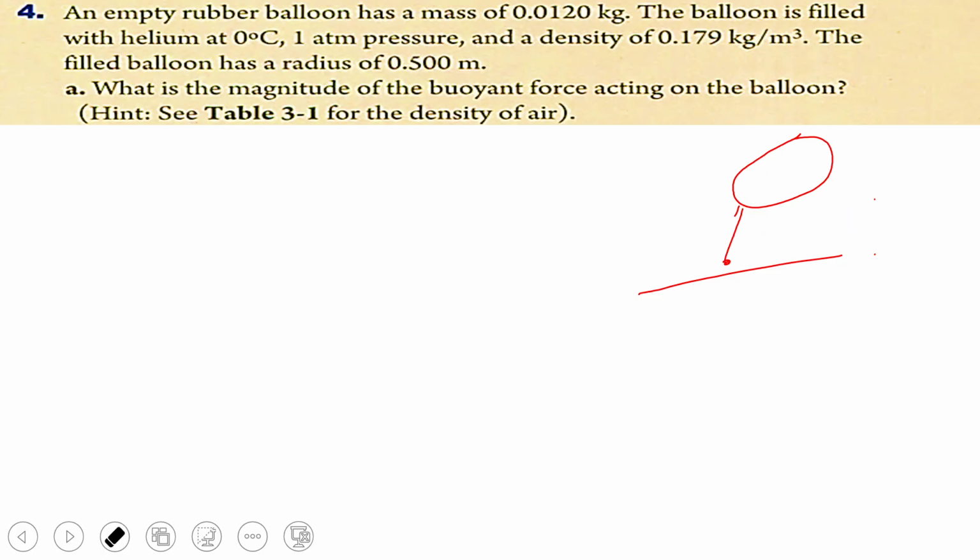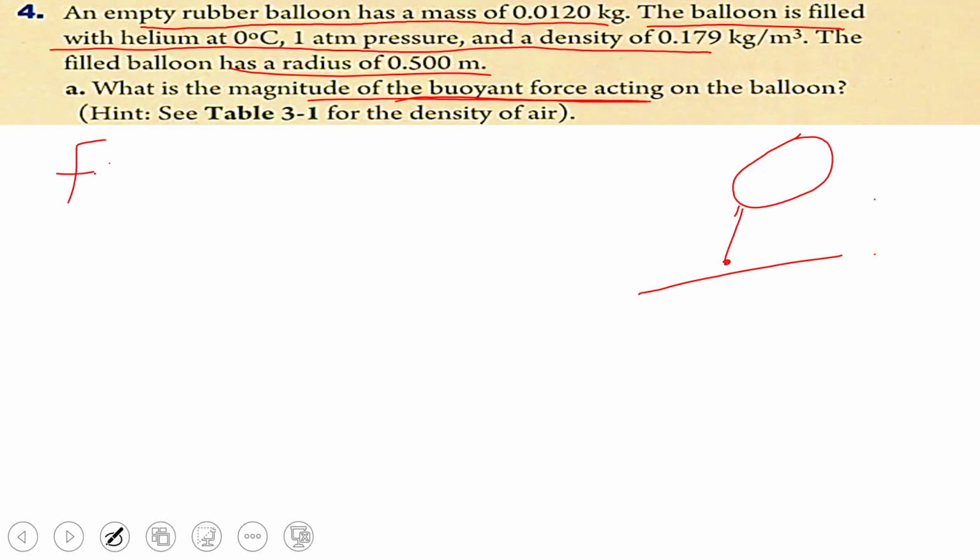let me write it later, not now. Our empty rubber balloon has a mass of 0.120 kilogram, and the balloon is filled with helium, and the density of the helium is equal to this. And the filled balloon has a radius. Okay. What is the magnitude of the buoyant force?